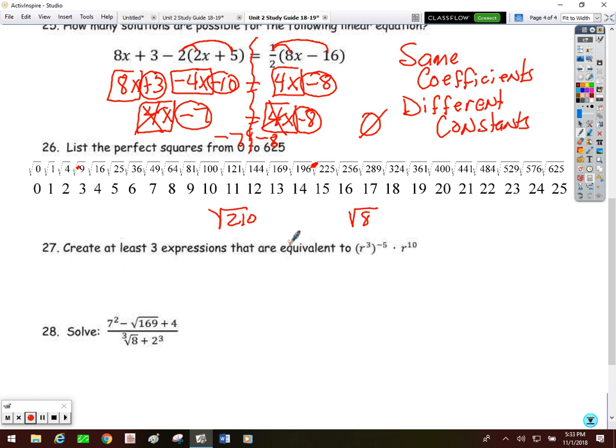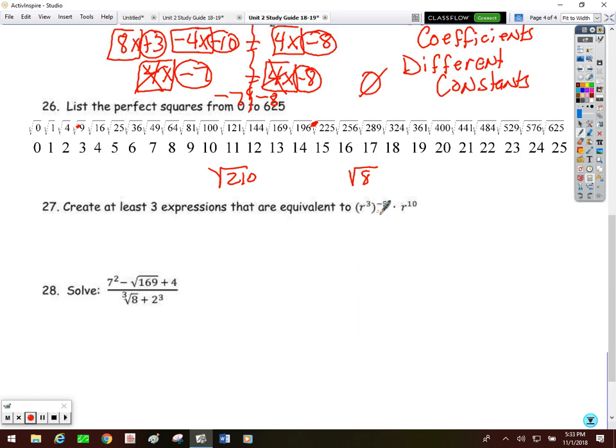Okay? All right. Three expressions that are equivalent to r to the third raised to the negative fifth times r to the 10th. Well, before we do that, we got to know what this answer is. Well, we have a power to a power, which means I'm going to multiply my exponents. So 3 times negative 5 is negative 15, and then times r to the 10th power. Now I'm multiplying the same bases, which means I keep my base and I add my exponents. Well, negative 15 plus 10 is a negative 5. So one expression that's equivalent to that, I could go really quick, is 1 over r to the 5th power, because remember, we can't have a negative exponent. This would mean the same thing.